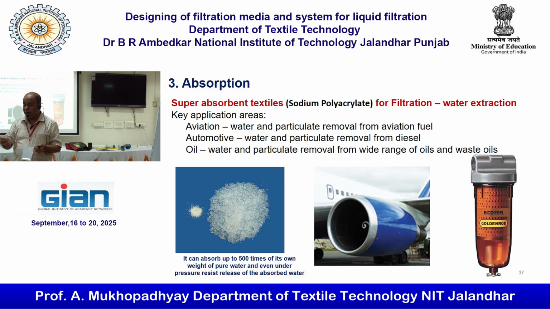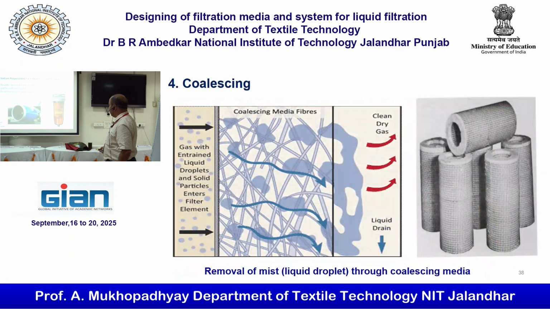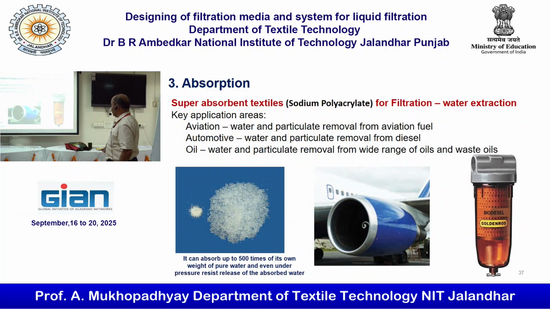And how is the water separated out? The media can separate the particulate matter by a simple mechanism. Along with that, the media also helps in absorbing the water. By absorbing the water, it can separate the water from the oil. This is the uniqueness of the super absorbent textile. It can absorb 500 times its own weight of pure water. Obviously, if the water is contaminated, the value will be less.